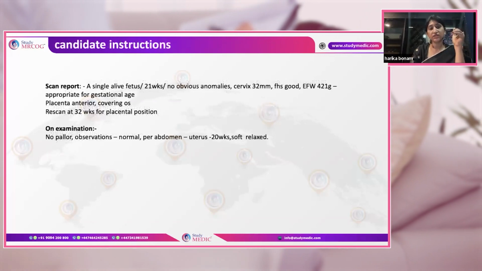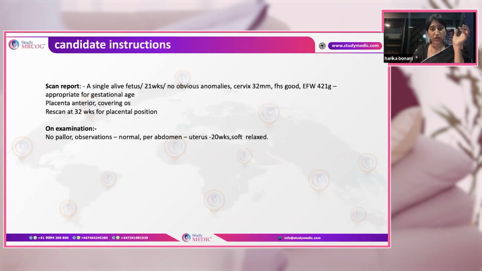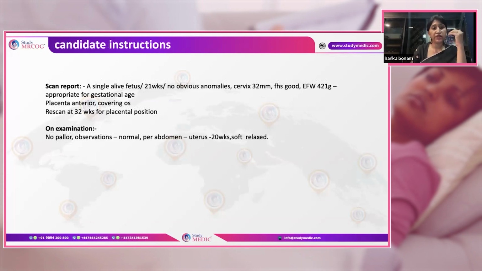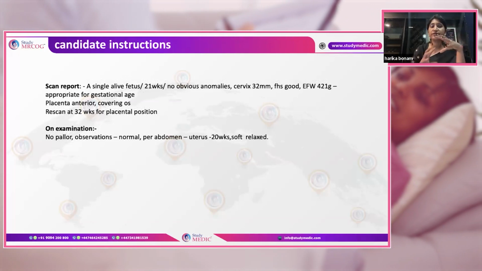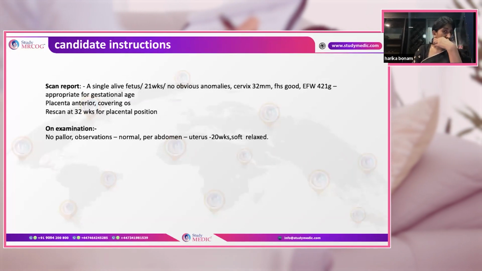Now, the scan report says that it is a single live fetus, 21 weeks gestation, no obvious anomalies, cervix is of normal length, fetal heart is good. Estimated fetal weight is normal. Placenta is anterior covering the os. That means it is just saying it's a placenta previa. And rescan at 32 weeks for placenta position.